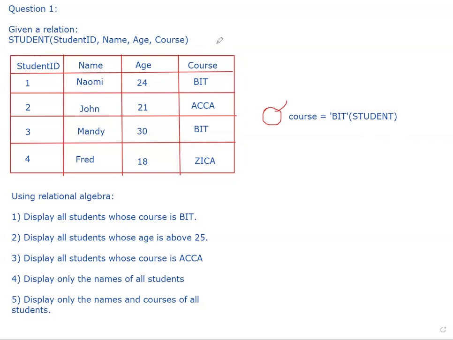Any questions, please? Should we put a terminator or just leave it like that? No, we do not put a terminator with relational algebra. There is no need for termination. No terminators, no semicolon. Is it clear?